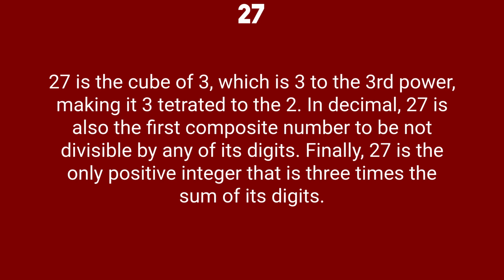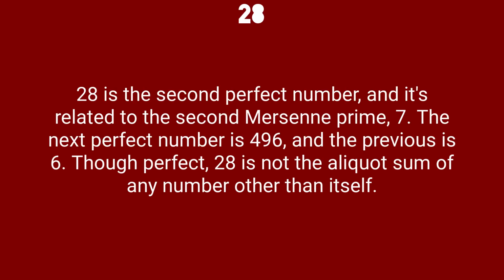Finally, 27 is the only positive integer that is 3 times the sum of its digits. Second perfect number. 28 is the second perfect number, and it's related to the second Mersenne prime, 7. The next perfect number is 496, and the previous is 6. Though perfect, 28 is not the aliquot sum of any number other than itself.